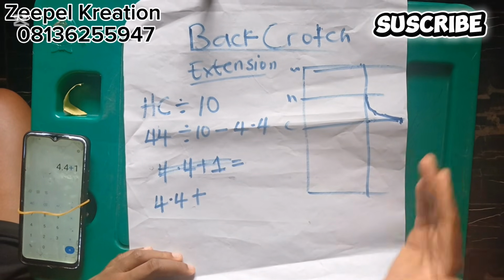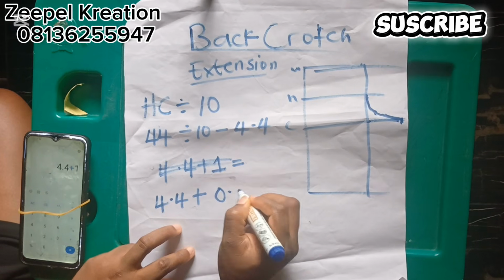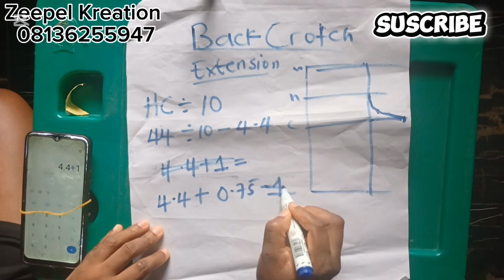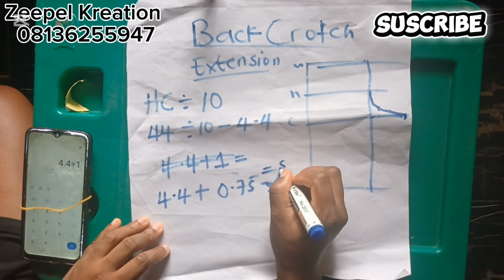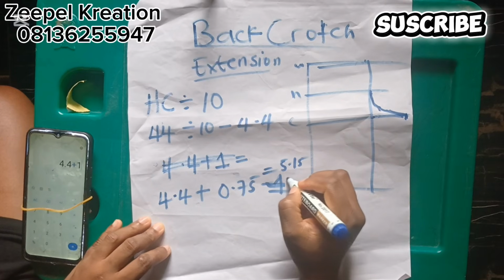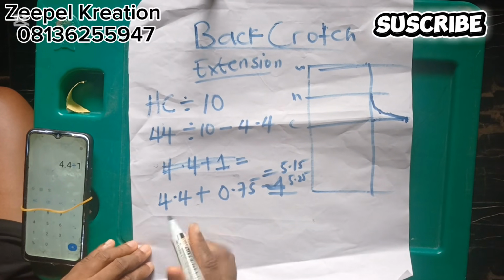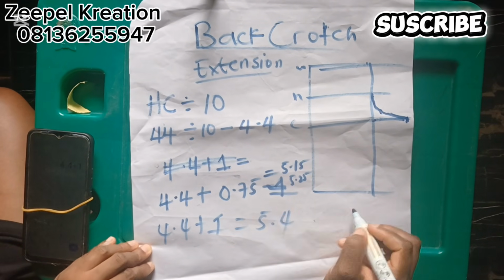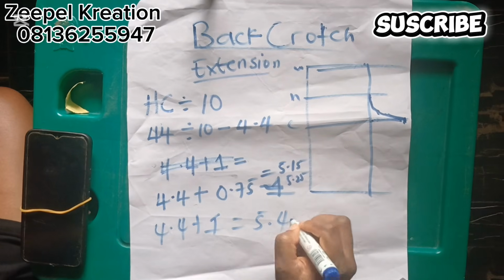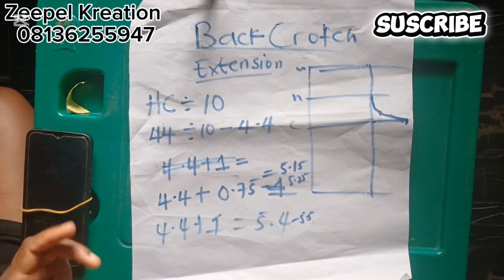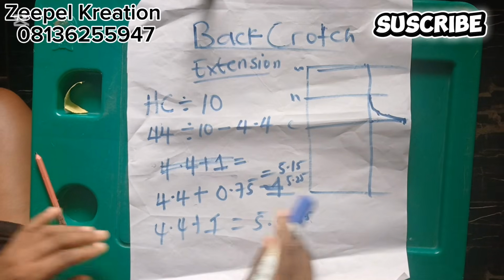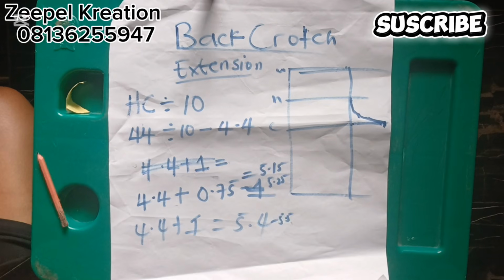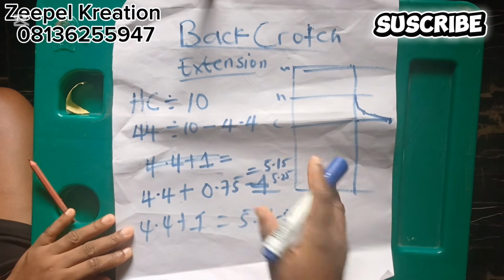So for the back crotch extension for a loose trouser, add 0.75 to 1 inch. If you're adding 0.75, you should be having 5.15, so you can just approximate it to 5.25 for your back crotch extension. If you're adding 4.4 plus 1 inch, you should be having 5.4, so you can take it to 5.5. Depending on how big the person is, you can just add 0.75, and just choose 5.25.